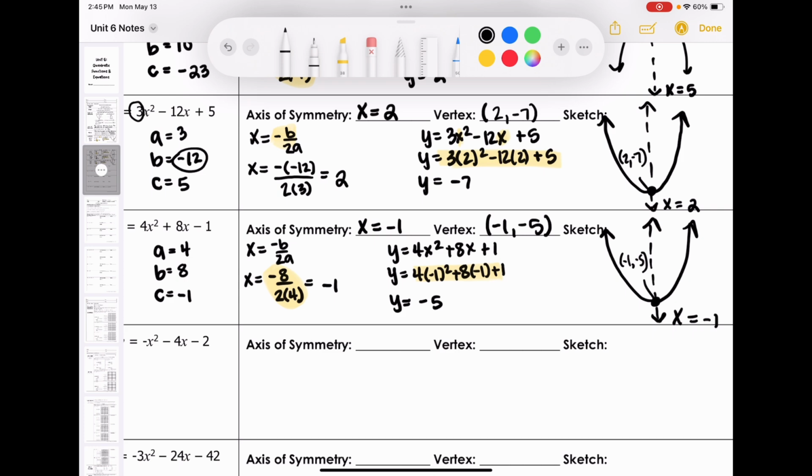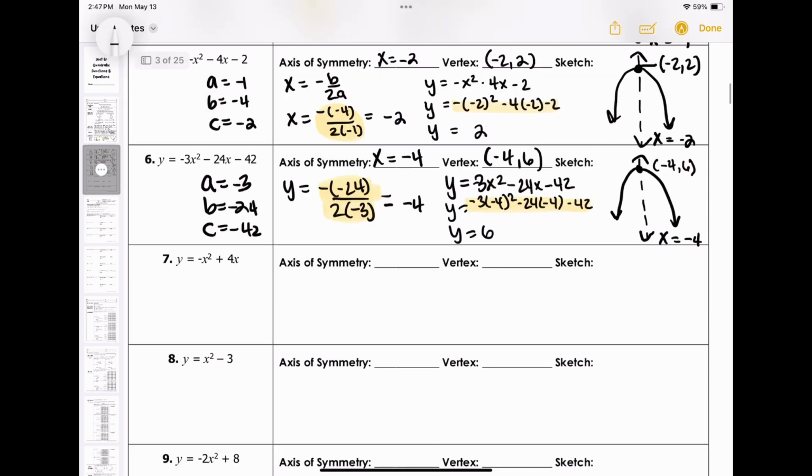All right, I want you to pause the video here and do 5 and 6 by yourself, and then come back and check your work. All right, and there's your answers to 5 and 6. Make sure you check your work.